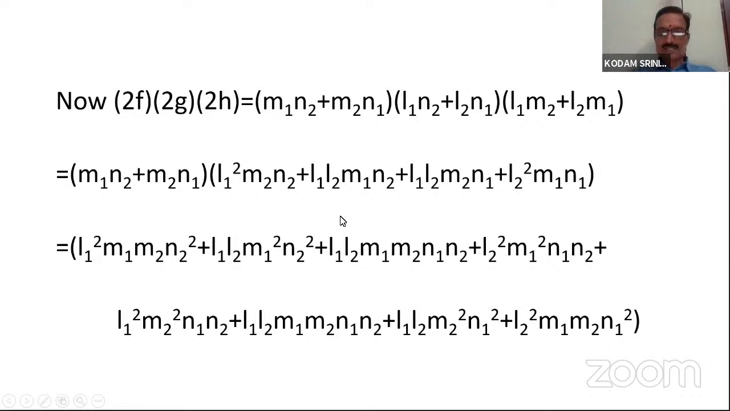Similarly, this first term into this third term, that is L1 L2, then M2 square. M2 is repeated and N1 also repeated. That is L1 L2 M2 square N1 square. Next, this second term into the last term is nothing but L2 square, M1 M2, next N1 square: L2 square M1 M2 N1 square.